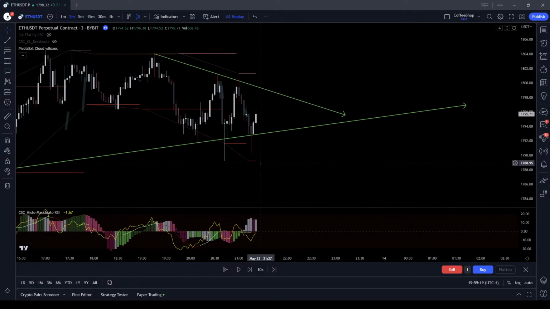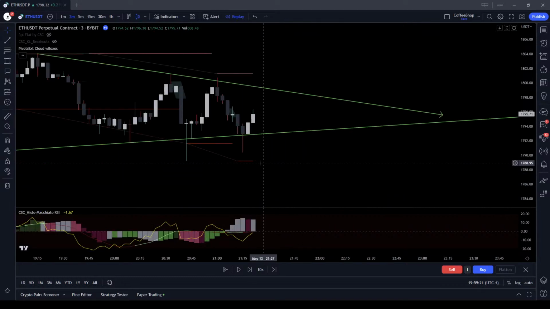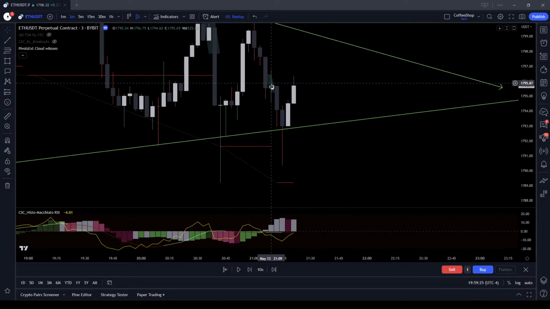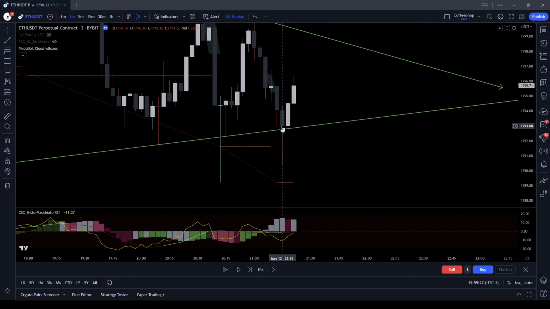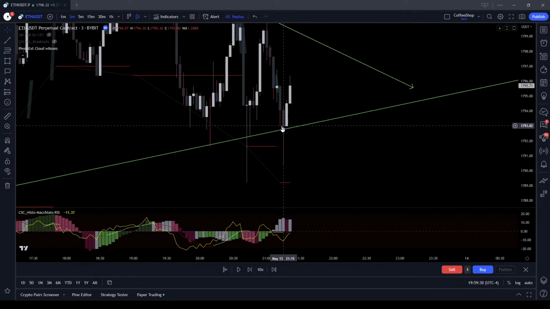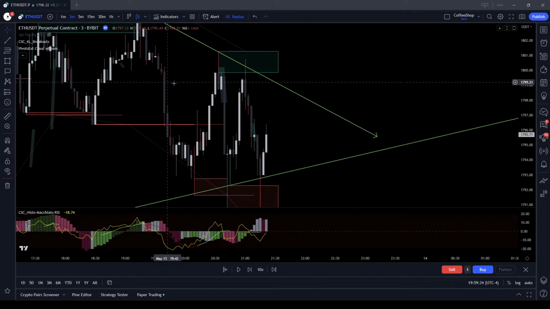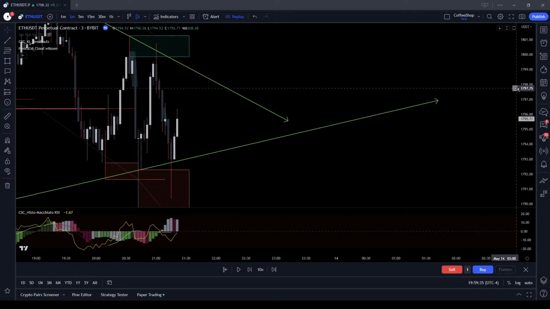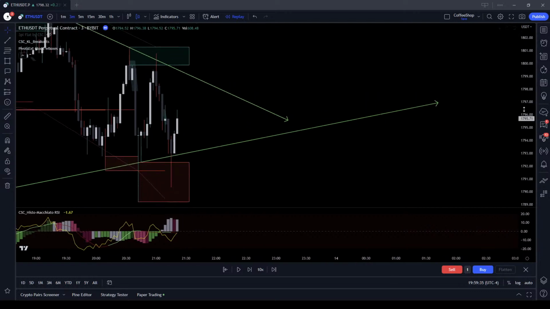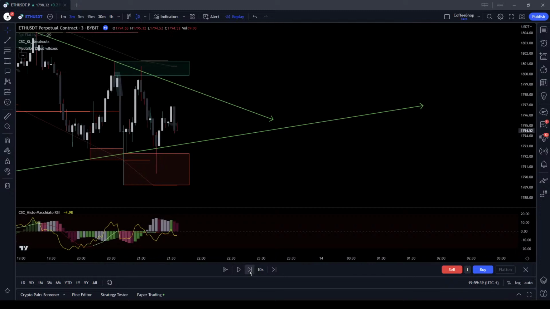Now, tell me this indicator is a joke, or you could tell me that it's really good. Price came down, couldn't stay below that trend line, closed above the trend line. Now where's it going? Back to a little liquidity area maybe. Let's see. Come and get it.